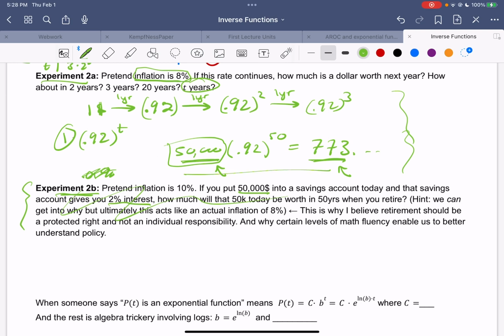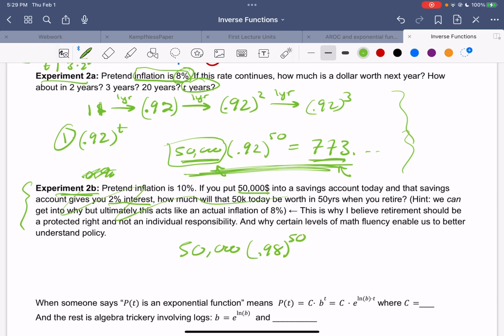Okay? But see, saving is rigged against you because of inflation. Look, 8% is high. Okay? Typically, maybe it's like 3%. So if we were to do something more realistic, I think we could even just do 2%. Okay? If we do 2% inflation over 50 years, then it's this equation.